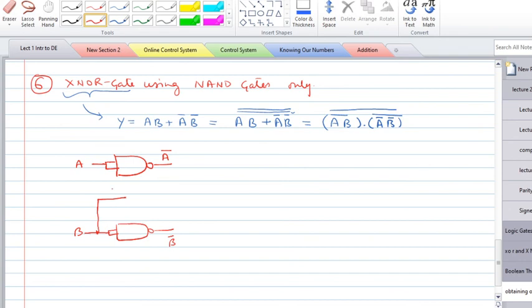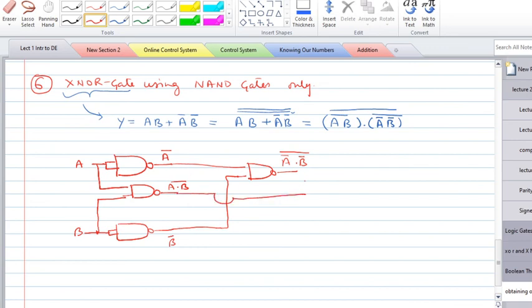So here A B bar and next is that is A bar dot B bar whole bar, and then finally you have to add these two outputs, that is A B bar dot A bar B bar whole bar with another bar, and that results in A B plus A bar B bar, that is A XNOR B.